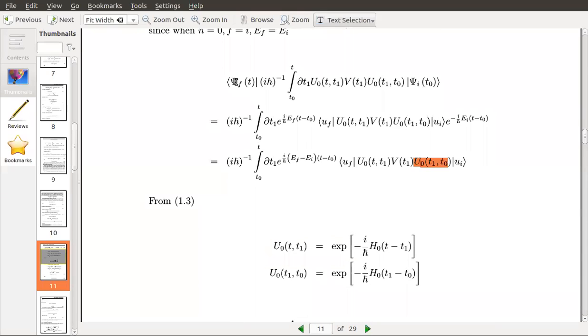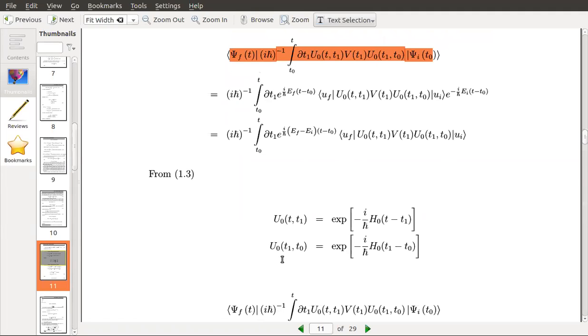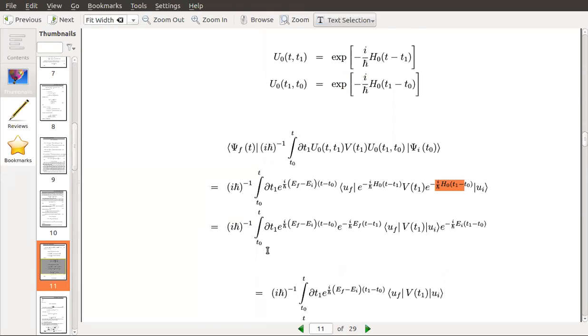Okay, so this thing becomes psi f of t, (i h cross) to the power of minus 1. The left side is the same, this one is the same, equal to, so this one becomes (i h cross) to the power of minus 1, integral t0 to t dt1, then e to the power of this quantity, then uf, then u0, which you have to substitute from this one, e to the power of minus i by h cross H0 into (t minus t1), then V of t1, then u0(t1, t0) is this one. Substitute that one. Now you simplify that.